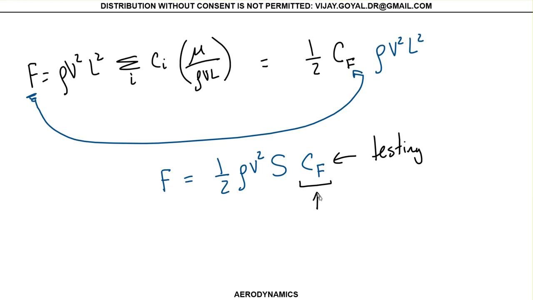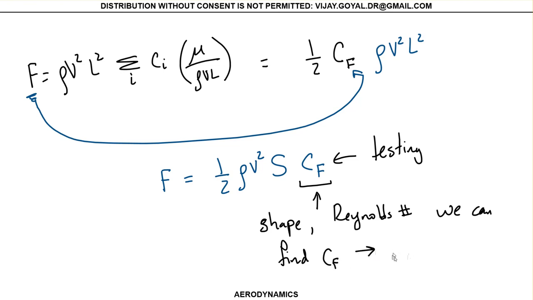So what you're basically saying is, given a shape, remember it's a function of the Reynolds number. We can find CF and therefore find F. Okay, so remember again, this term right here is the Reynolds number, and this whole thing is what we're going to call CF. Okay.